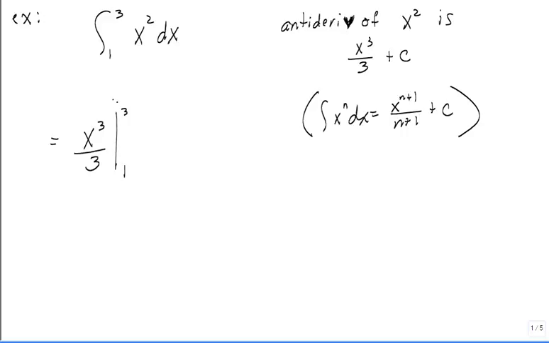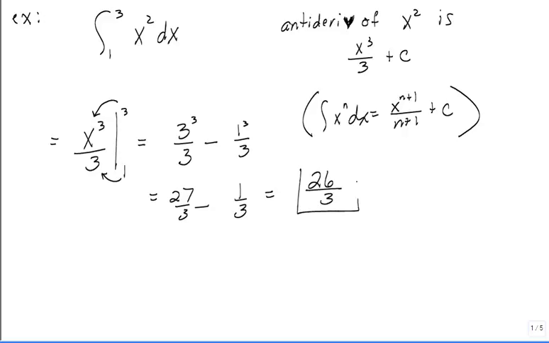Okay, so you always do the upper limit first, so that's going to be 3 cubed over 3. Then you do the lower limit, 1 cubed over 3. 27 thirds minus 1 third is 26 thirds. So this is g of 3 minus g of 1. And we write that with the straight line. That straight line means evaluate. So first you evaluate it with the top number, and then you use the bottom number.